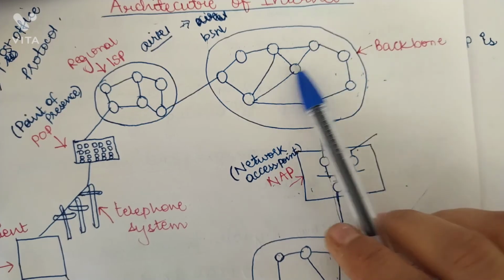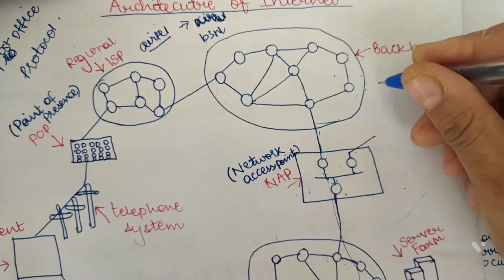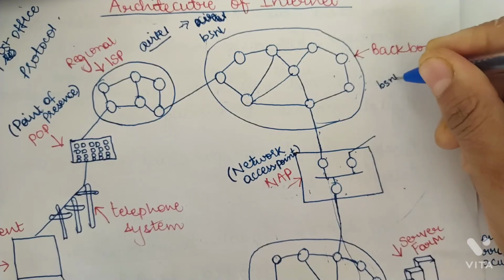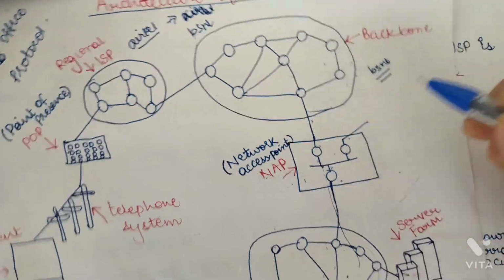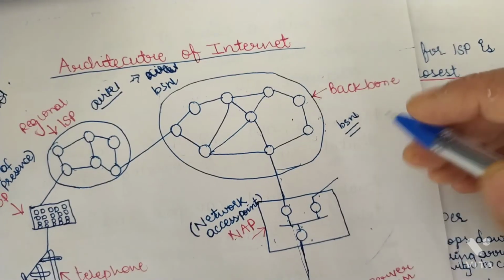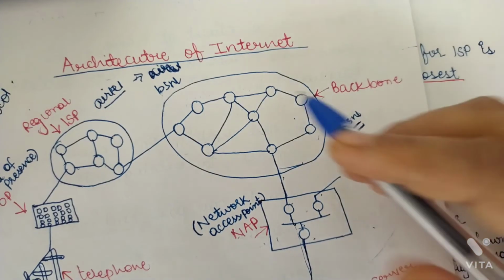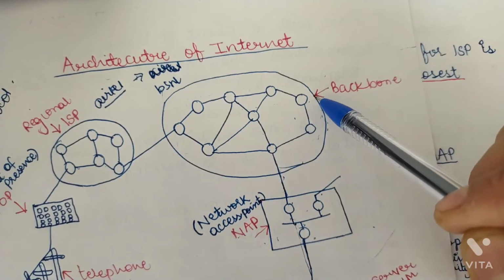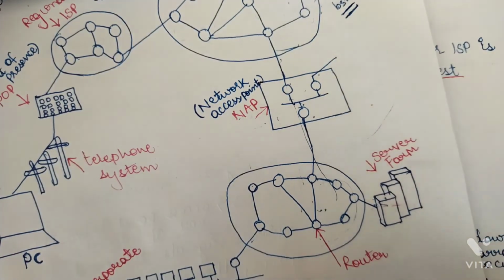Packet was first sent to the backbone. Now if this backbone is serving BSNL, this backbone must be serving various service providers, must be connected to various service providers. So if this backbone is providing services to BSNL, in that case the packet will first of all go to this backbone, and from here it will directly go to the routers and then be sent to the destination.